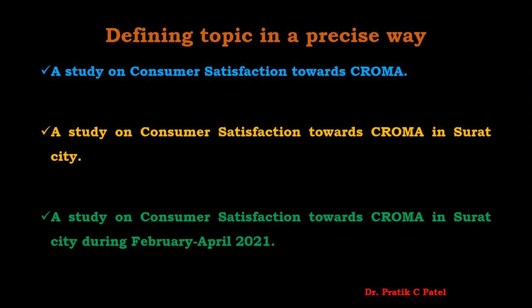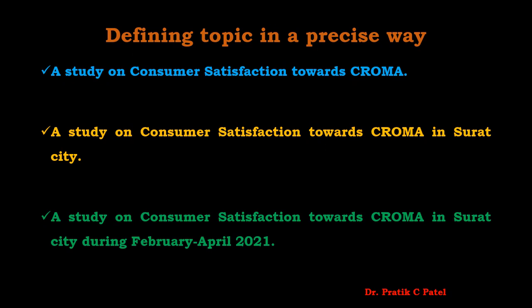Now, before we go ahead, we need to define our topic in a precise way, as precise as possible. Why? Because writing your research topic in a precise way will help you understand what is the scope of your study and what would be the possible limitation of the study, so that those who are reading your report would get to know up to what extent your research project can be generalized. As you can see, I have written the topic in three different ways.